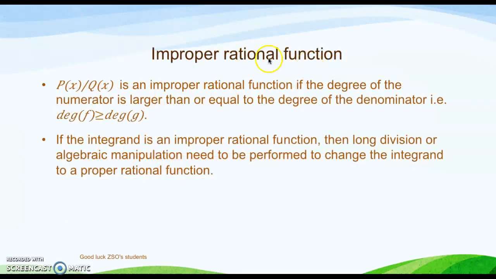So improper rational function. The function p(x) over q(x) is an improper rational function if the degree of the numerator is larger than or equal to the degree of the denominator. So this is the numerator, this is the denominator. If the integrand is an improper rational function, then long division or algebraic manipulation needs to be performed to change the integrand to a proper rational function.